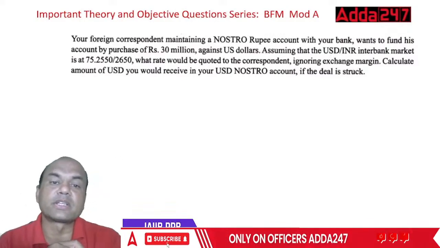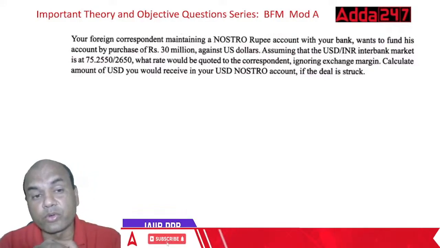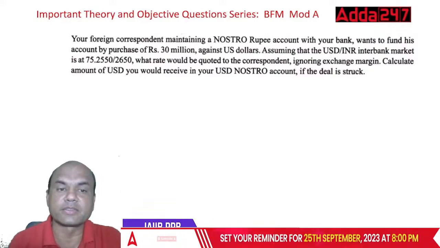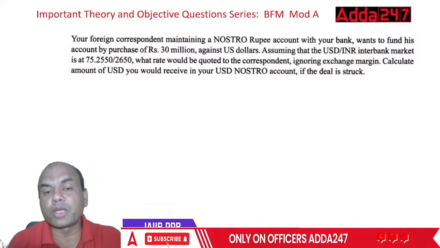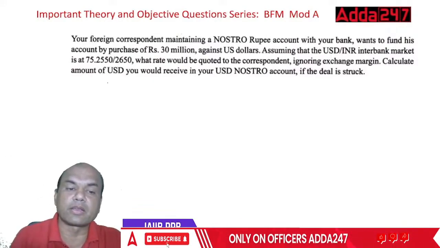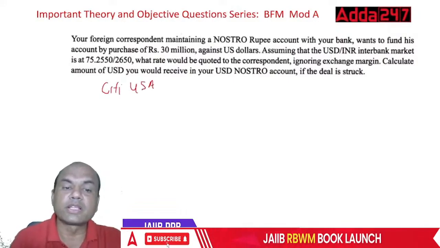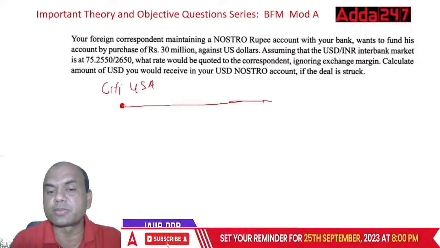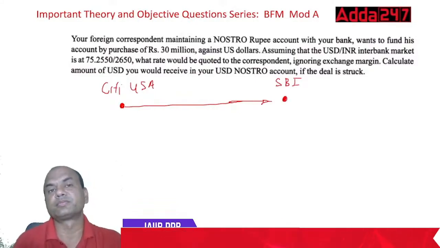Now look at this. This question has almost 3 to 4 various questions. What are the various questions here? Firstly, understand the numerical. Your foreign correspondent is maintaining the Nostro Rupee account with your bank. So let's say this is Citibank USA. This Citibank USA is maintaining a Nostro account with your bank. Let's say you are SBI.